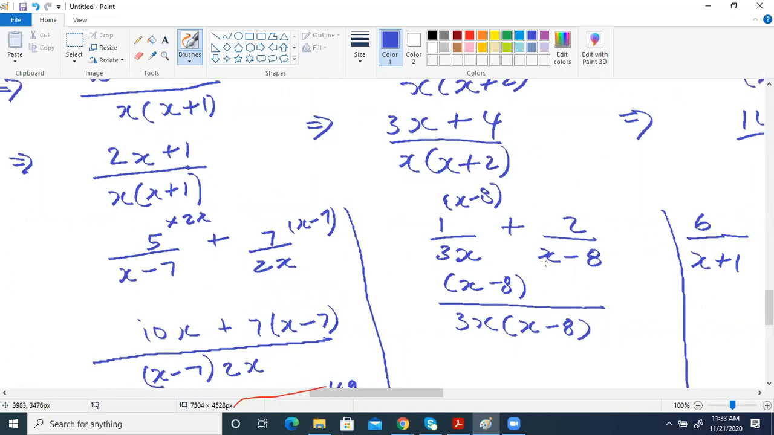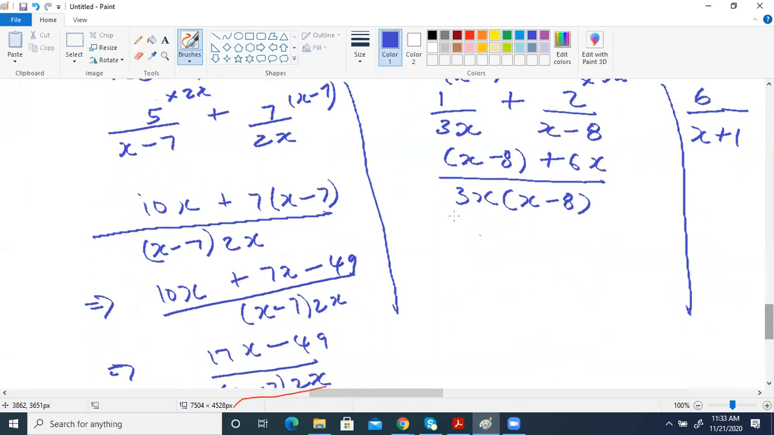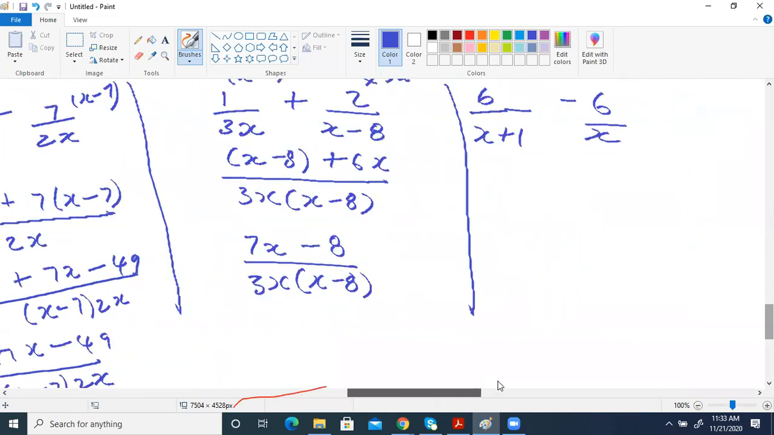So my x minus 8. This is 3x, so I almost lost my train of thought. This is 6x, and then this becomes 7x, because this is x plus 6x, 7x minus 8. All right, that's done. Good.